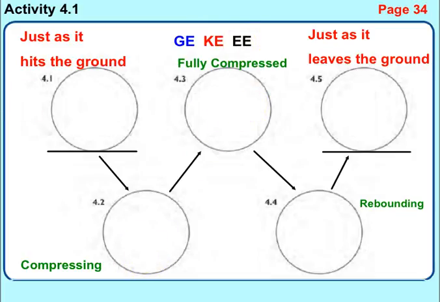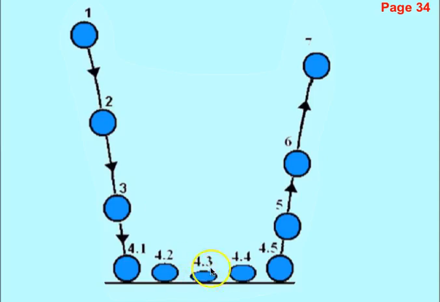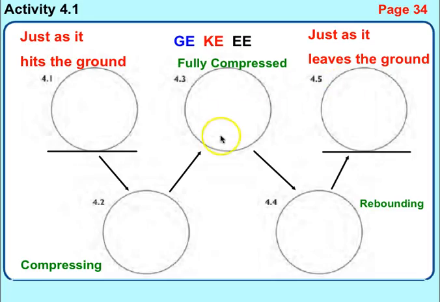So if we go to 4.3, this is the position right here. This is where it's full compression. So draw in how much GE, how much KE, how much EE. So here it's starting to rebound, and here it's left just as it leaves the ground. So go ahead and complete these. So you can pause the video until you have all of these drawn in.